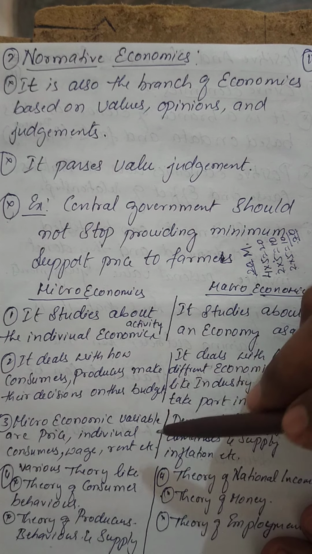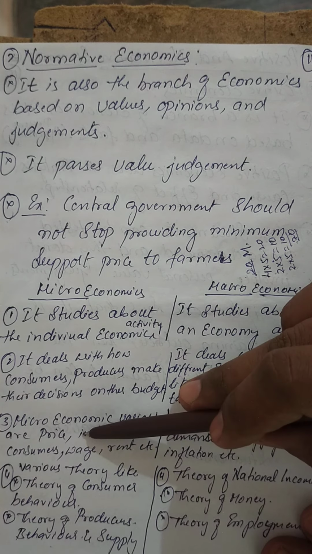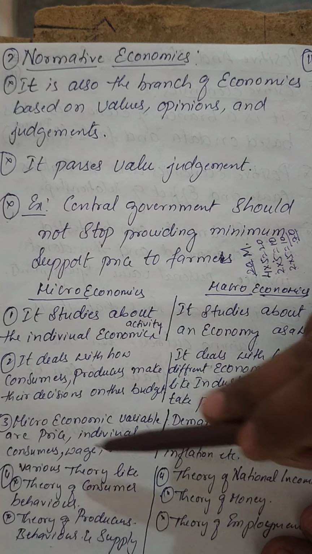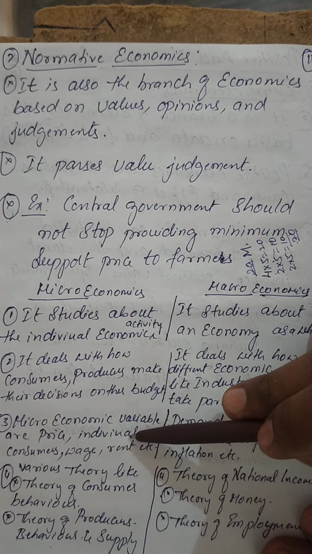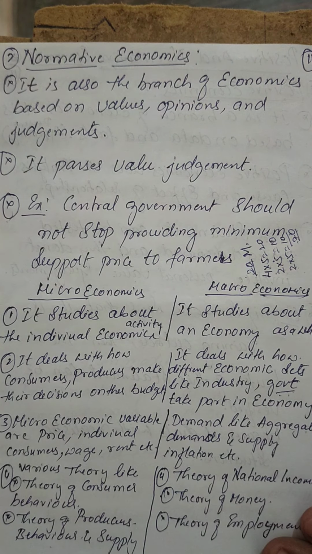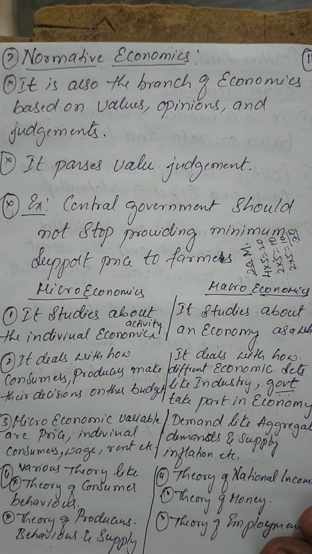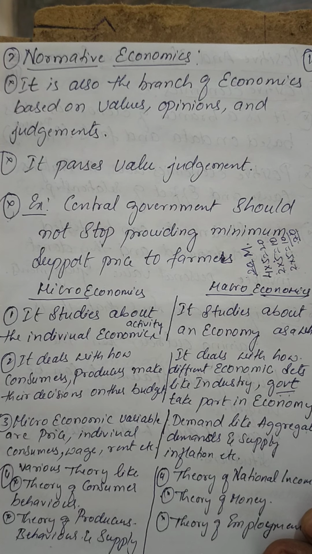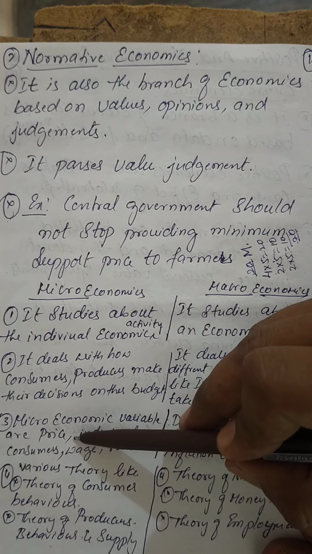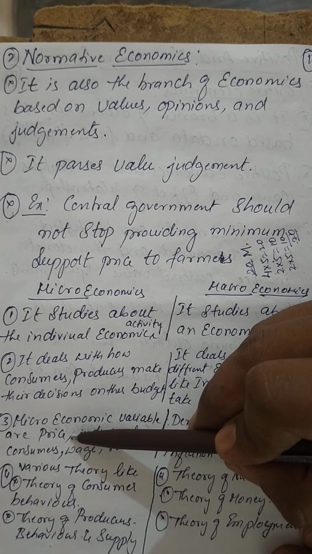Okay. Third point, what is that? Microeconomic variables. What are the microeconomic variables? They are price, individuals, consumers, wage, rent, etc. Yes, as we have seen, considering that consumers' and producers' activity takes place in microeconomics, price factors matter for every single product which is produced by every single producer in the microeconomy.